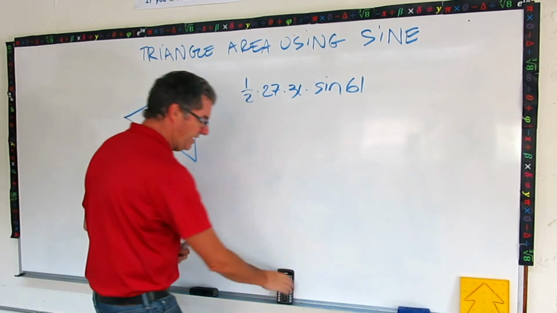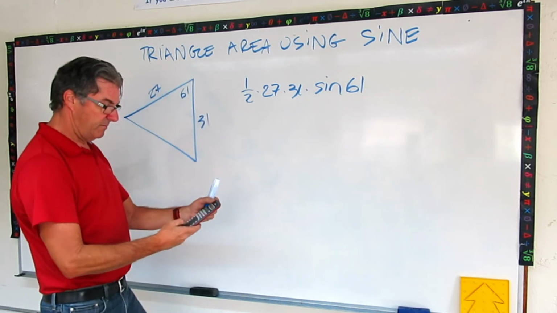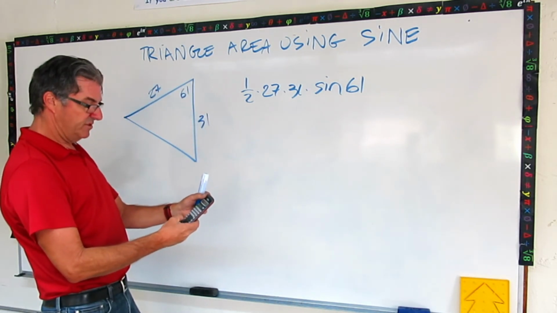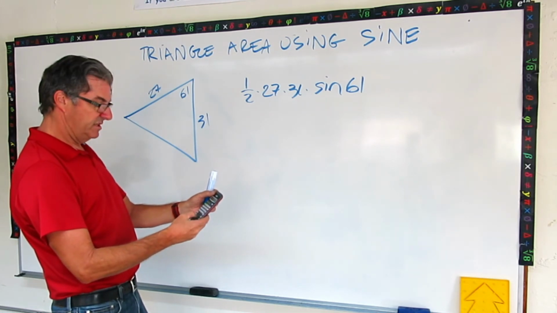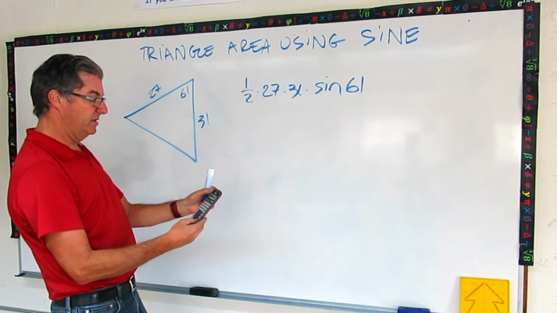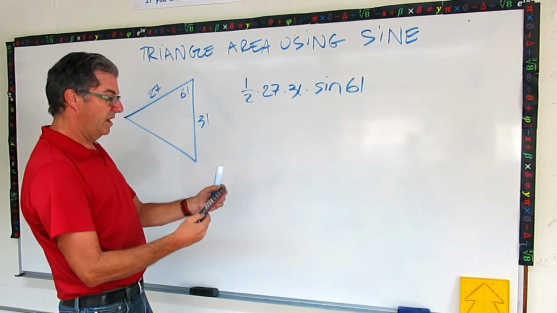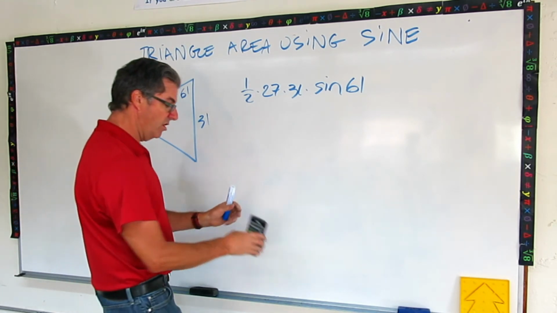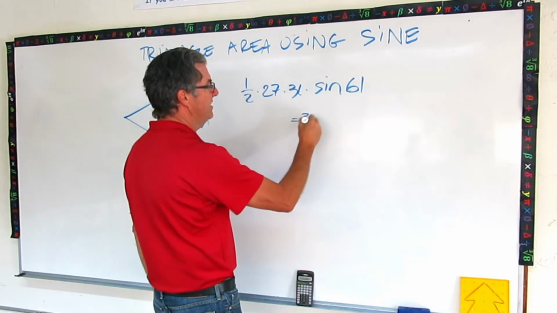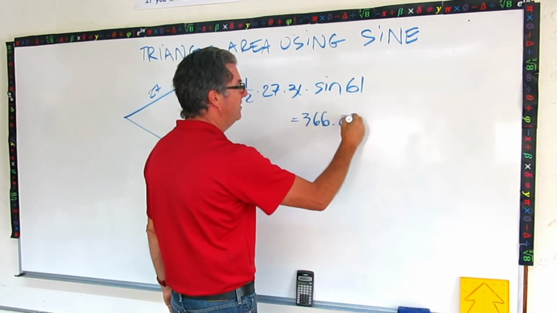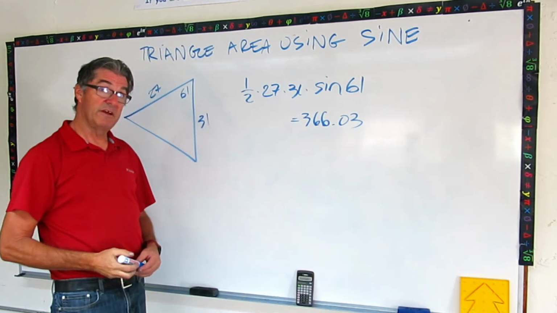Okay, let's see what we got. Again, 0.5 times 27 times 31 times 61 sine equals, I get 366.03. So there's that area.